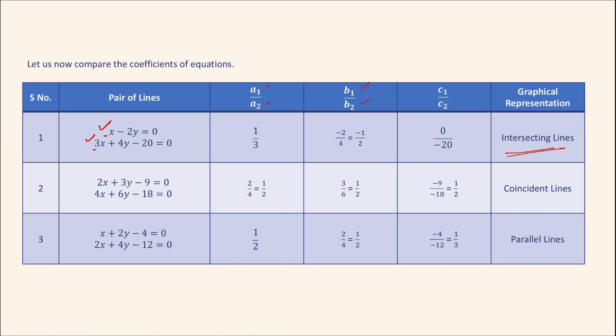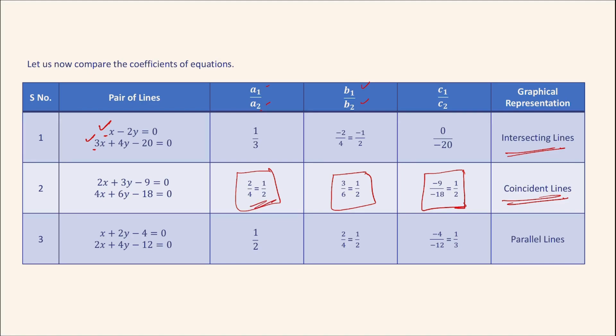So there's no pattern here. So let's move on. Let's see the second pair where the lines were coincident, right? If we look at a1 upon a2, it comes out to be 1 upon 2. If you look at b1 upon b2, it also comes out to be 1 upon 2. And c1 upon c2 is also 1 upon 2, right? So the ratios of the coefficients of both the equations, or rather you can say constants, is equal, right?